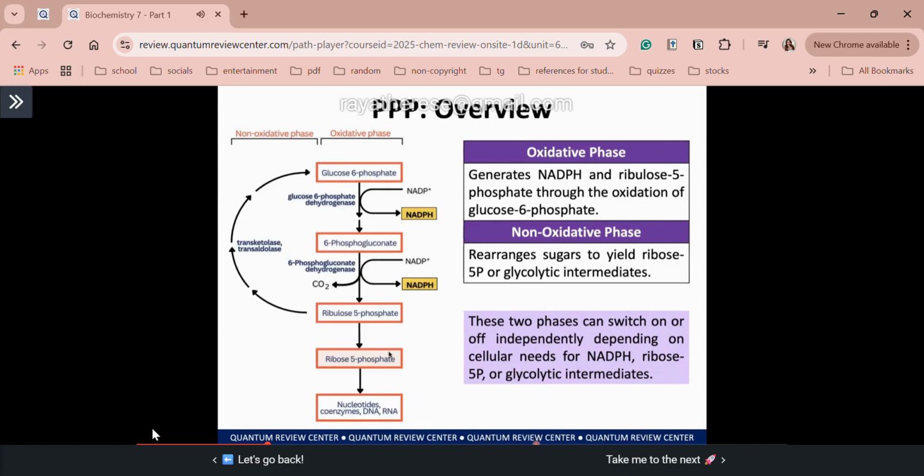So class, are you ready with our individual reactions? So first, we will discuss the oxidative phase. So class, again, we only have 3 main reactions in the oxidative phase. Oh sir, that's easy. Okay, let's go then.